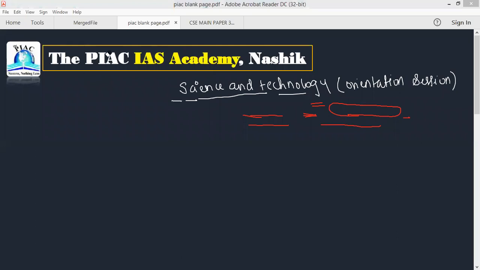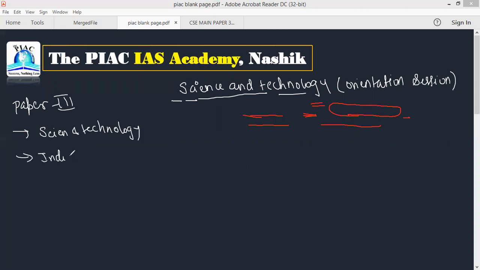In your paper 3 of general studies, which are those 4 topics? Actually, the first one is technology, but it is science and technology. We can call it science and technology. Okay, this part is there. Second part is your Indian economic development.